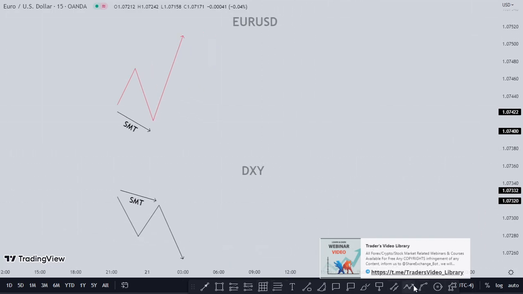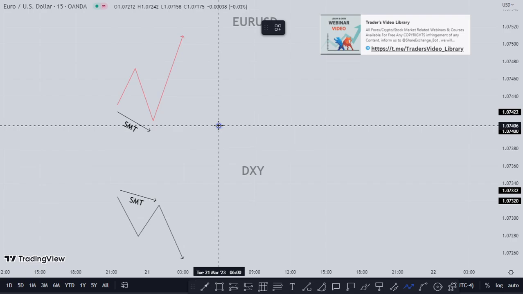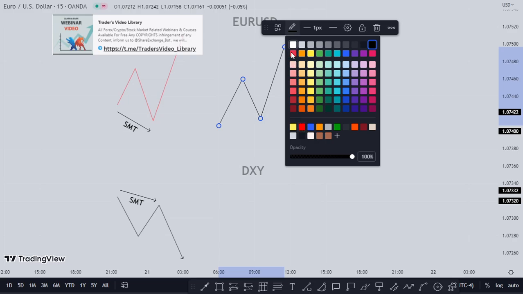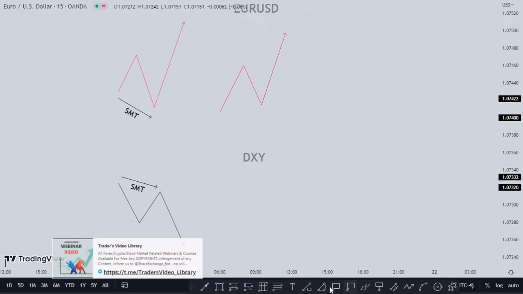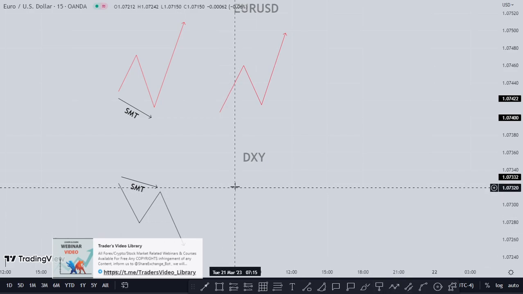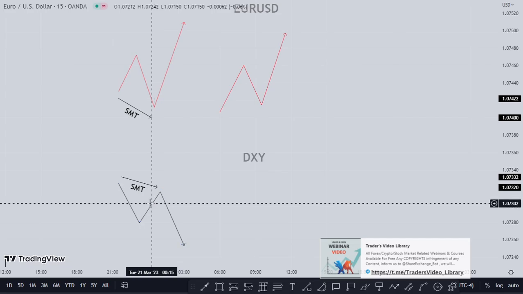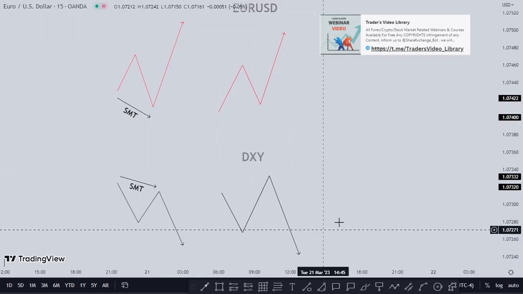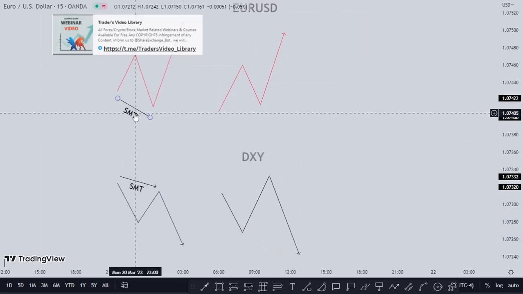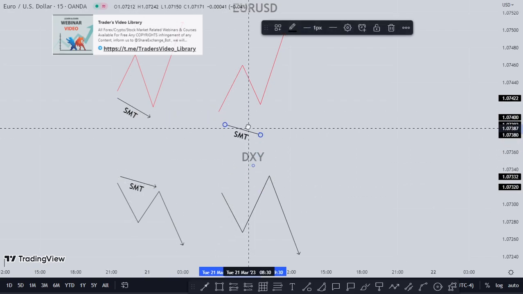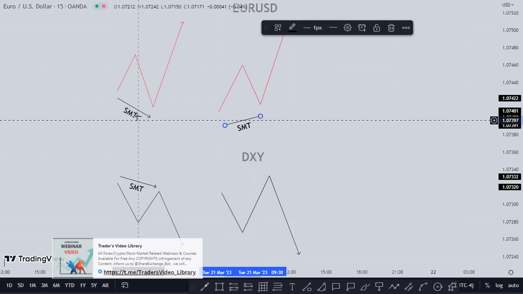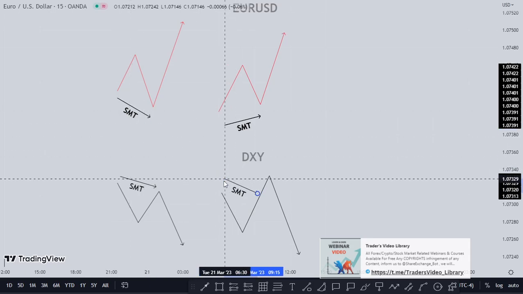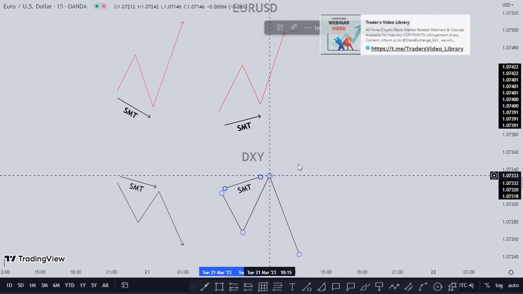Also, if euro dollar failed to make the lower low, and the dollar index made the higher high, this is the SMT also.